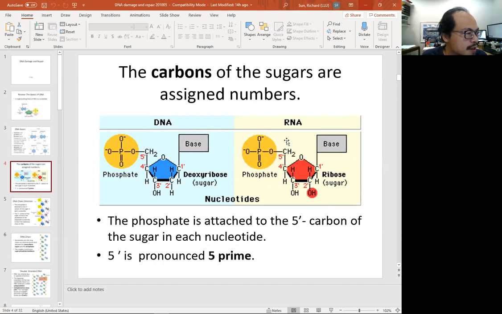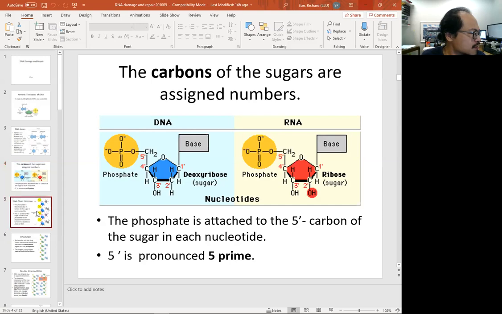So that is one single nucleotide, with the phosphate at the five position. These positions are called 5', 3', 2', 1', 4'. That's how we call it. Phosphate attached to five. Now, if we have a second nucleotide, because these nucleotides are joined together to form this polymer, where does it connect? It connects to the O here.